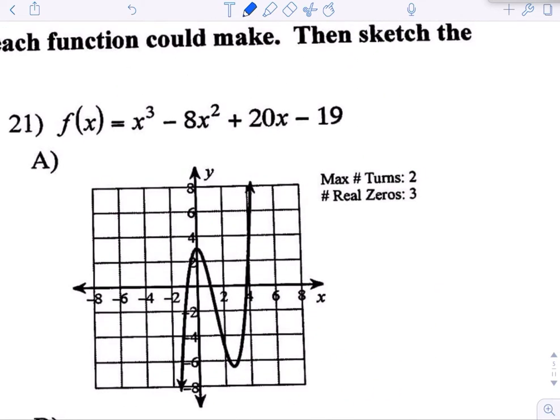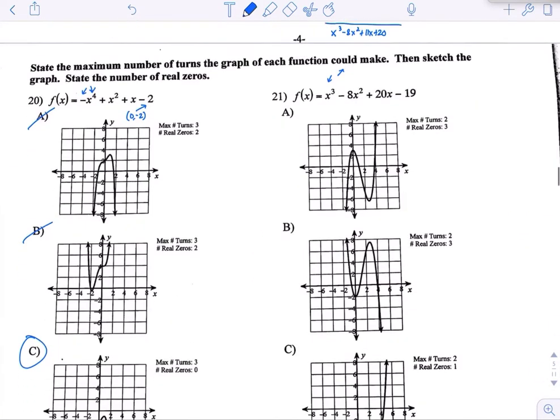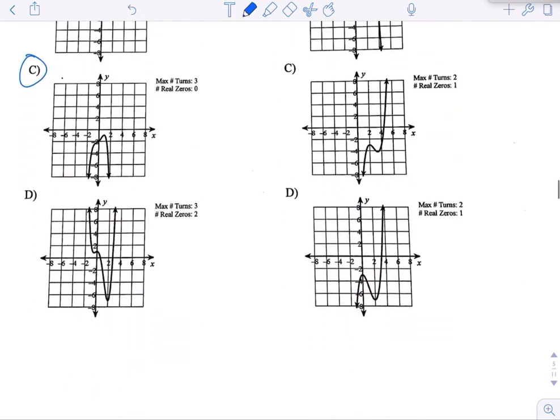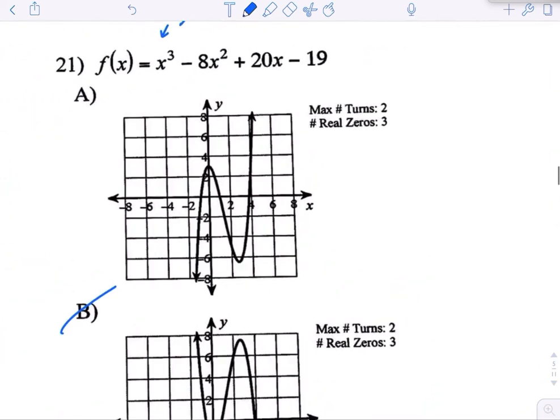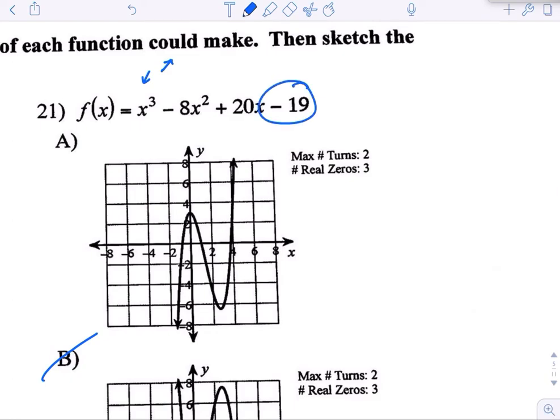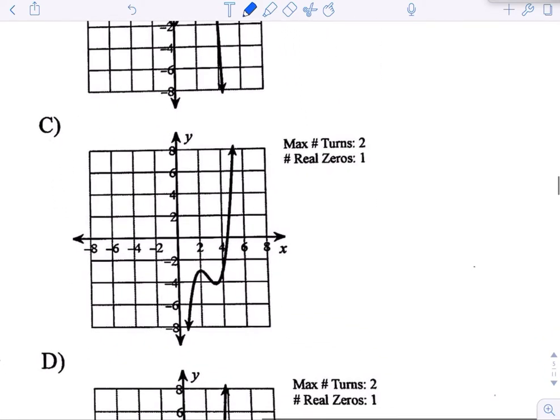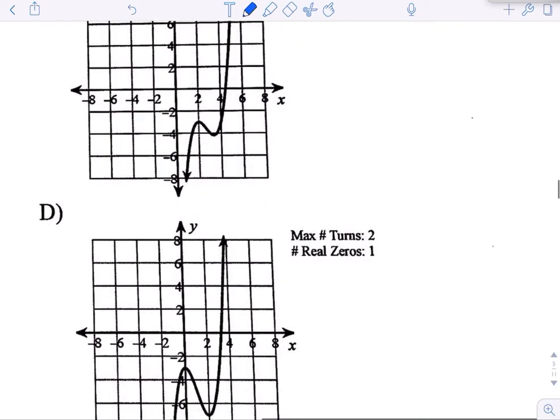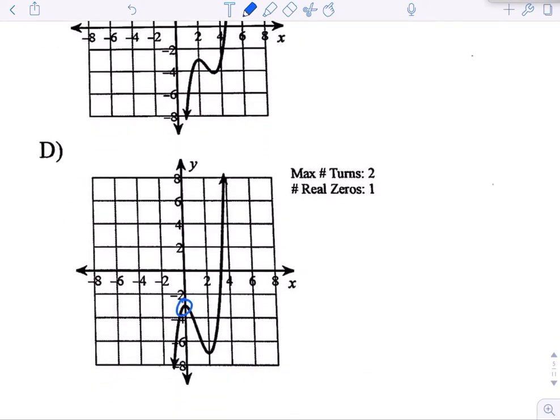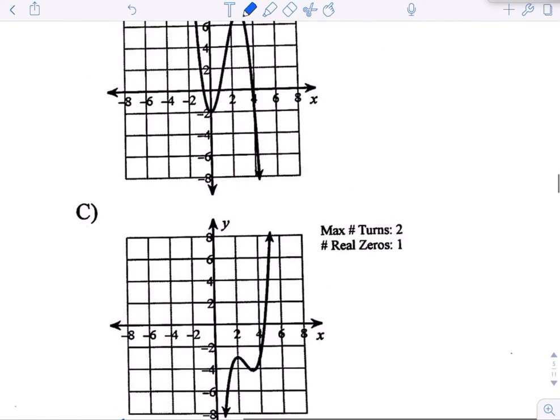21. Okay, it's a positive and it's an odd. So positive odd, you guys, is down and then up. That's what the end behavior looks like. So you could have automatically eliminated that one because it's the only one that goes up and then down. And the y-intercept for this one is (0, -19). So A has a y-intercept right there, right at 3. So that can't be it. This one's possible because -19 would be way down here, right, for the y-intercept. D, this one has a y-intercept -3, so it can't be that one. So it has to be C.